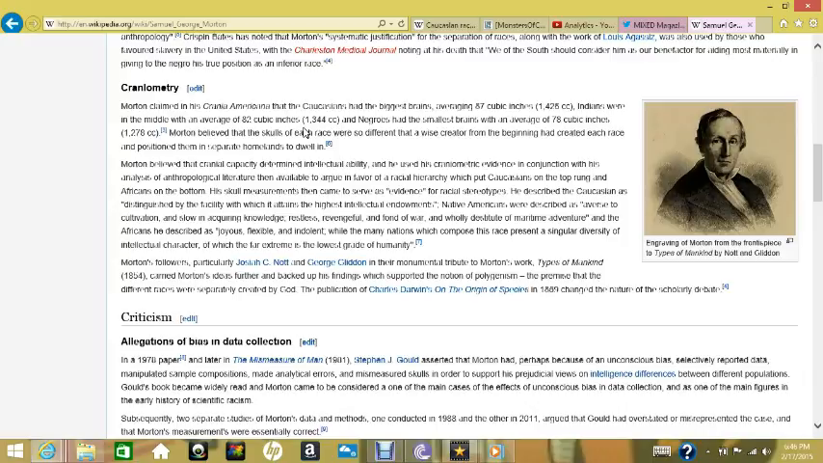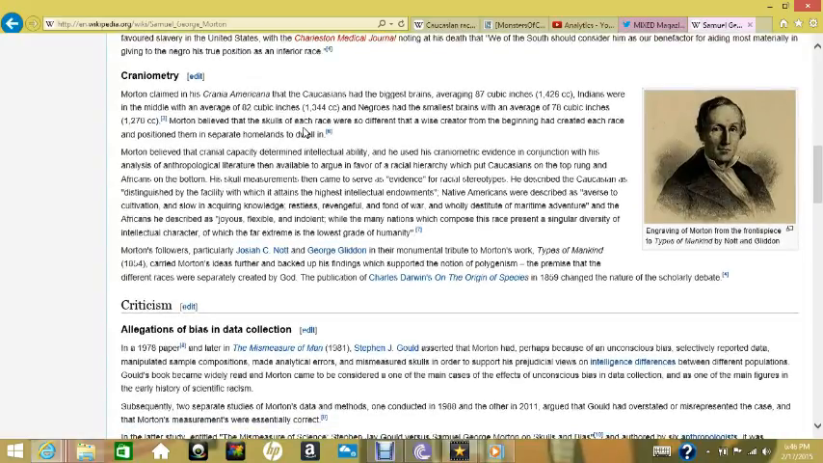1,278. You see how bullshit it is? And Morton believed that the skulls of each race are so different that a wise creator from the beginning created each race and positioned them in separate homelands.